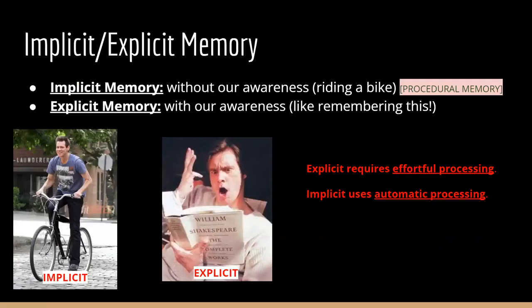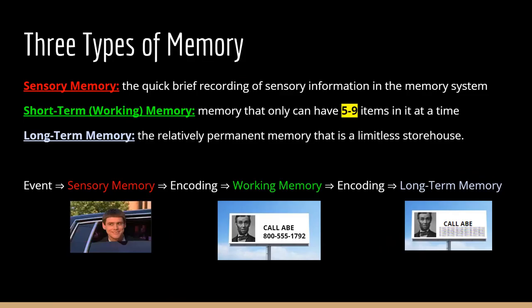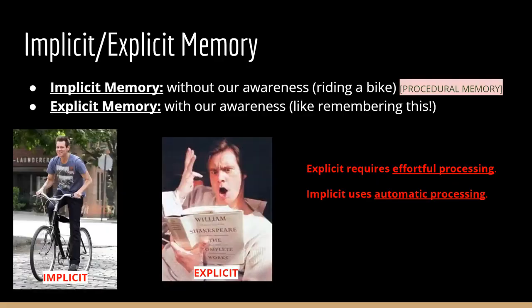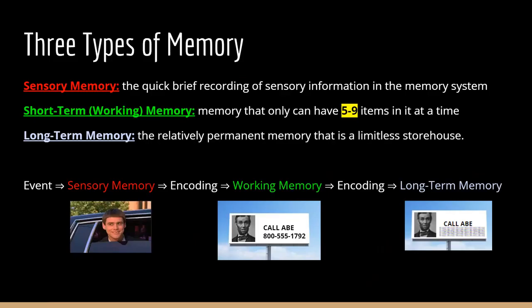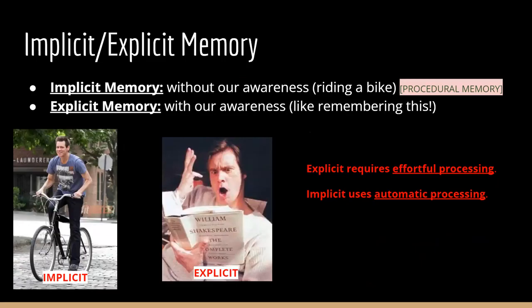Now, implicit and explicit memories. These are two types of memories. It might be hard to understand, or hard for me to explain, but the three we just covered are the forms memories can be in, and these are specific types within any of those. Implicit memory is something without our awareness. Some things just happen to be in our memory, and it's procedural memory. You've got to know that word.